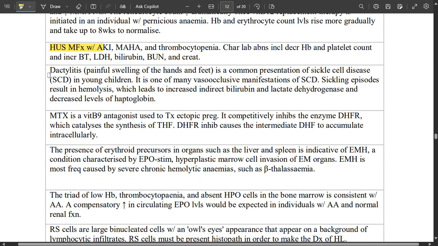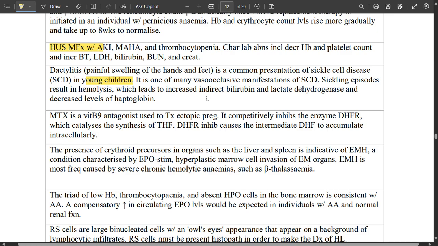Next point is about dactylitis. Dactylitis occurs in sickle cell disease. Painful swelling of the hands and feet is a common presentation of sickle cell disease in young children. So especially in young children, dactylitis is very common. It's one of the many vaso-occlusive manifestations of sickle cell disease, including acute chest syndrome.